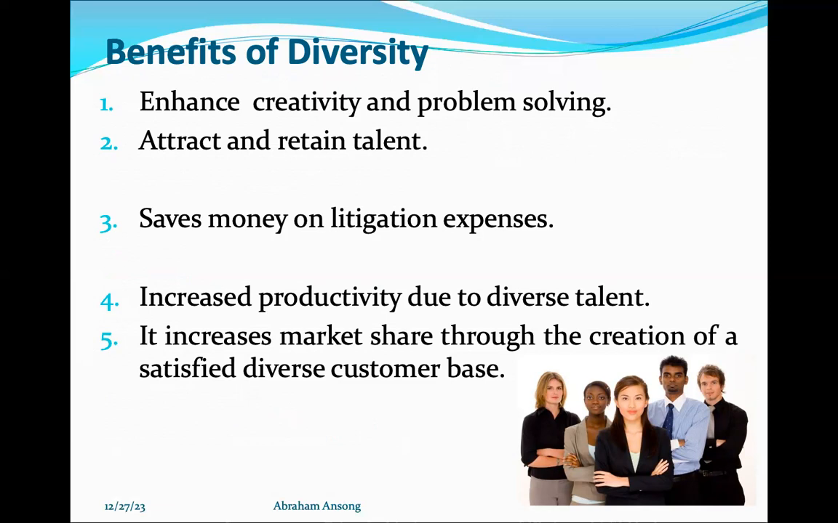First, a diverse workforce enhances creativity and problem solving. Why? Because you have people coming from different environments and backgrounds, with different thinking, and therefore they can help the organization to be more creative and solve problems more easily. It can help attract and retain talent because they will not feel discriminated against. They will be treated based on their competencies, abilities and knowledge, and not because of their tribe or where they are coming from, their religion, and so on. It will not be the basis of how they will be treated in that particular organization.